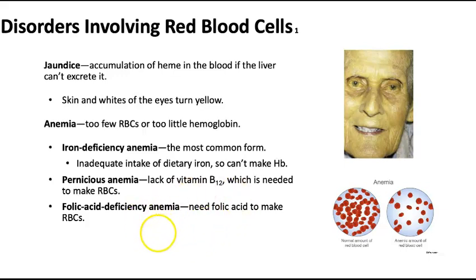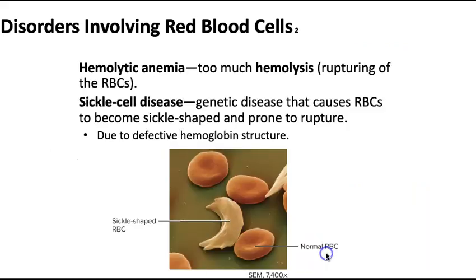Another type is going to be folic acid deficiency anemia, where we are going to need that folic acid in order to make our red blood cells as well. Once again, if we don't have this folic acid or folate, we won't have proper DNA synthesis and the cells can't divide normally. Hemolytic anemia is when we have too much hemolysis or rupturing of our red blood cells.